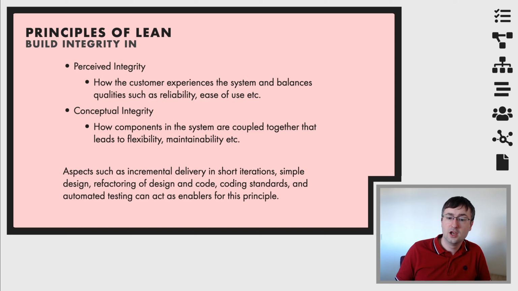Okay, we also want to try and build in integrity in all of the things that we're doing inside of Lean. Okay, we want to make sure that we have two different types: perceived integrity and conceptual integrity. When we're talking about perceived integrity, what we're really looking at is how the customer experiences the system and balances the different qualities of that system. If the customer can see that the system that you have created has a high level of integrity, a high quality, they're going to like it.